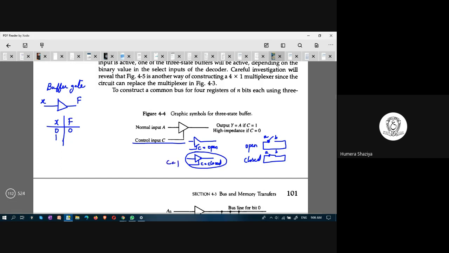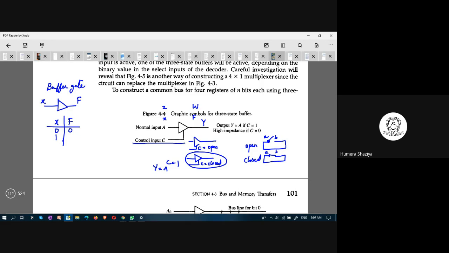When C equals 1, Y is equal to A. What is Y? Y is the output. What is A? A is the input. Remember, you can give any names for input and output variables. Here it is given as Y and A. You can as well say X and F. You can as well say Z and W. You can give any names. Y denotes output here, A denotes input. Output is equal to input when C is 1.